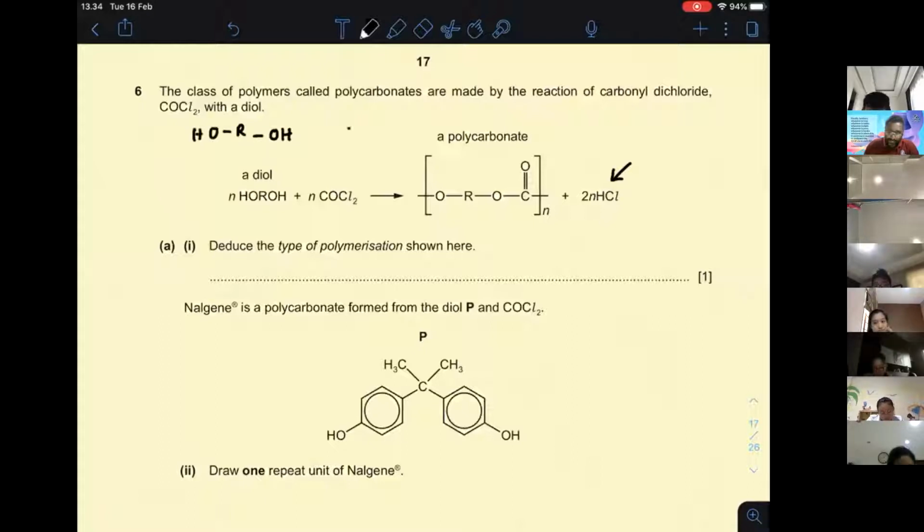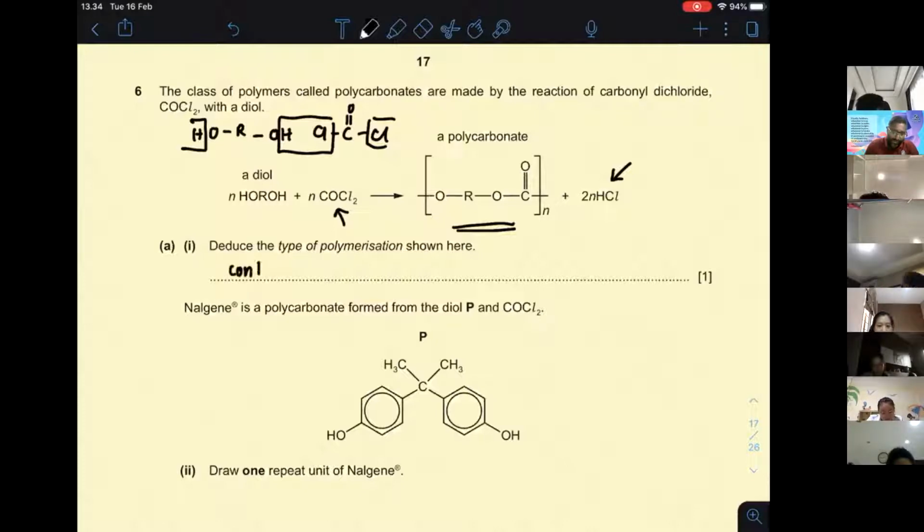So if I have C double bond OCl, Cl, I can see that maybe this one will come out, and then this one with another diol, and this one with another molecule. So they are going to give you this polycarbonate. So we are removing certain things. Therefore, the type of polymerization here is going to be condensation polymerization.